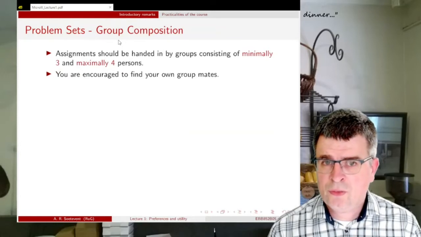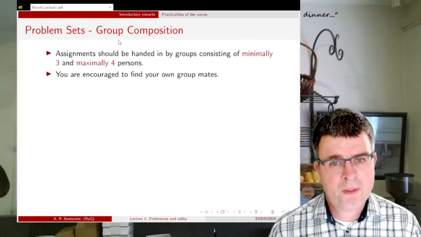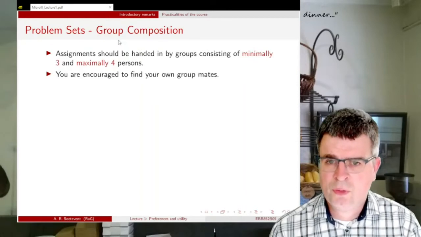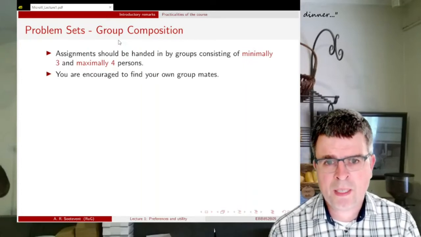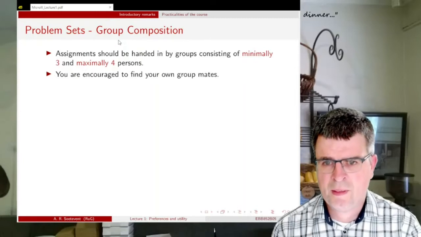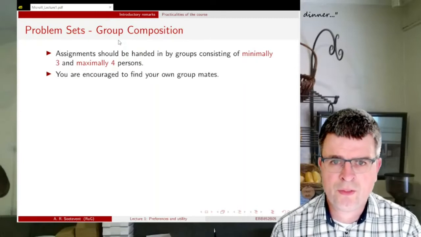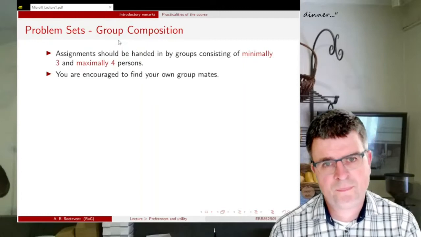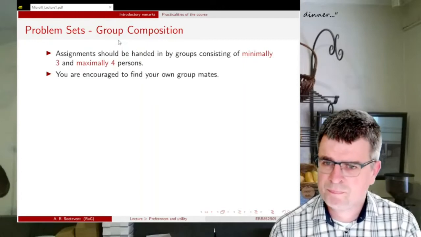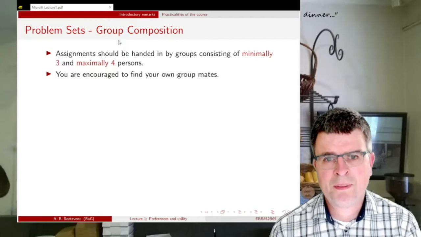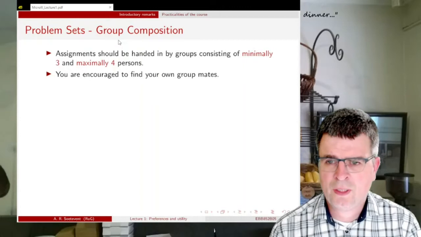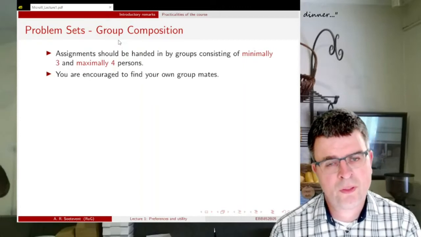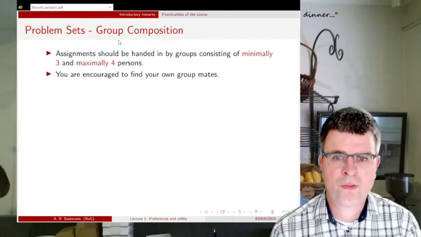Fortunately, you don't have to do the problem sets alone, because it's a group assignment and you need to form groups. For the problem sets, groups need to consist of at least 3 and maximally 4 persons. I encourage you to find your own group mates. So look around, make phone calls or app people that you know who also participate in this course, and try to construct a group of 3 persons or a group of 4 persons.